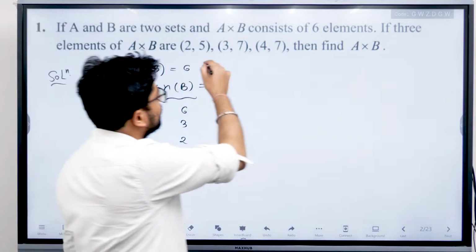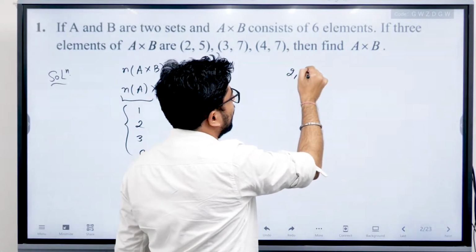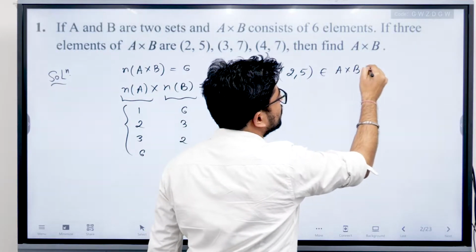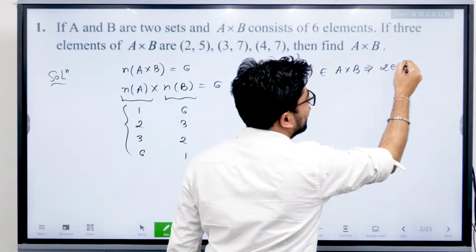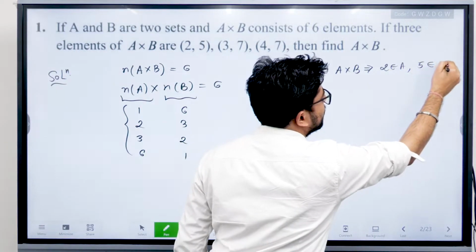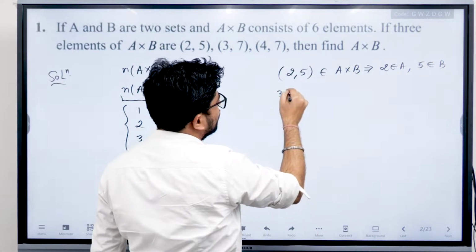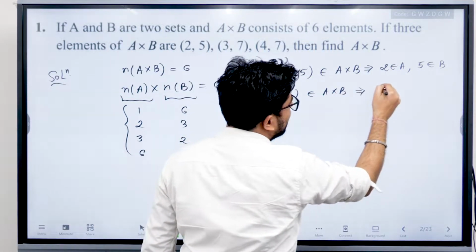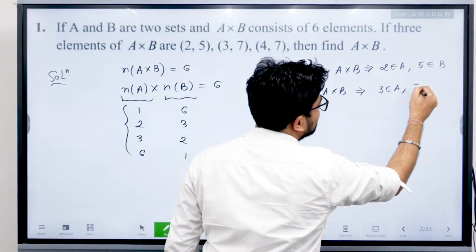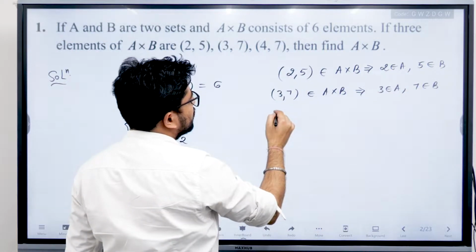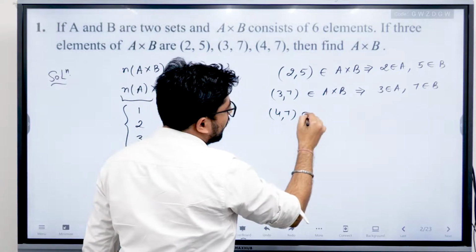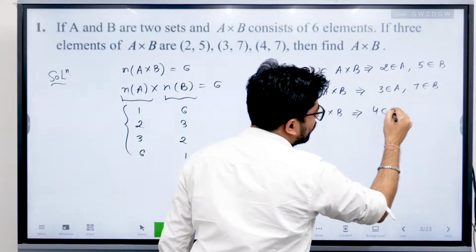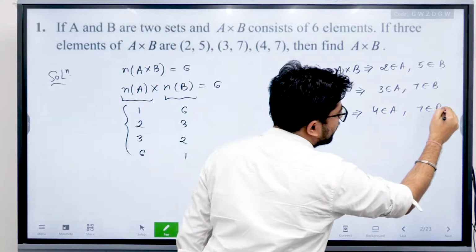Now from the other information, (2, 5) is an element of A cross B. It means 2 belongs to the set A and 5 belongs to the set B. Similarly, the next element is (3, 7), and we know (3, 7) belongs to A cross B. So again 3 belongs to set A and 7 belongs to set B. Now the next element is (4, 7), and that belongs to A cross B. So from here you can say that 4 is an element of A and 7 is an element of B.